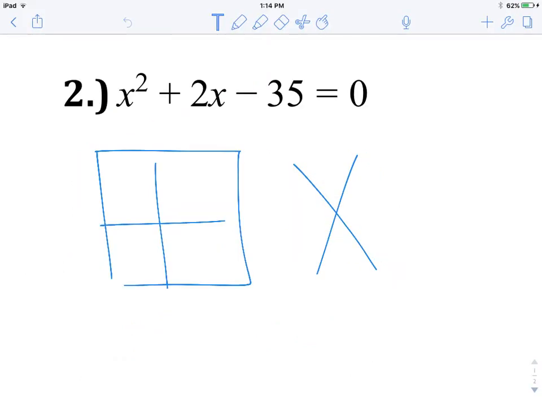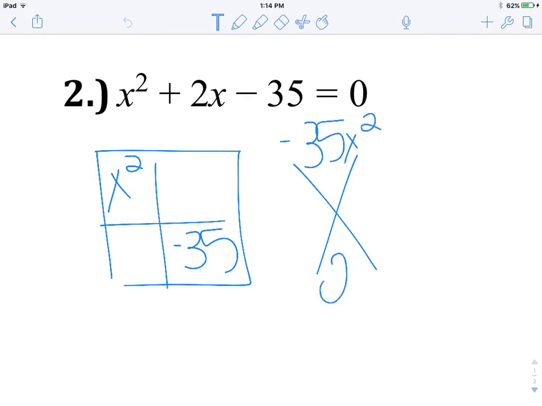All right, problem 2, same idea. We're going to set it up. X squared goes in the top left, -35 goes in the bottom right. We multiply them together to get the top of the diamond, and then the middle part, 2x, becomes the bottom of the diamond. We need two numbers that multiply to give us -35x squared, but add to give us 2x. They're both going to have x's, and we need to figure out what two numbers multiply to give us -35, but add to give us 2.